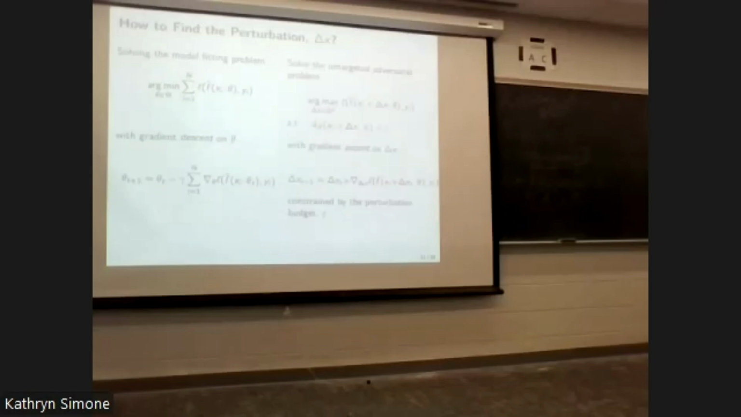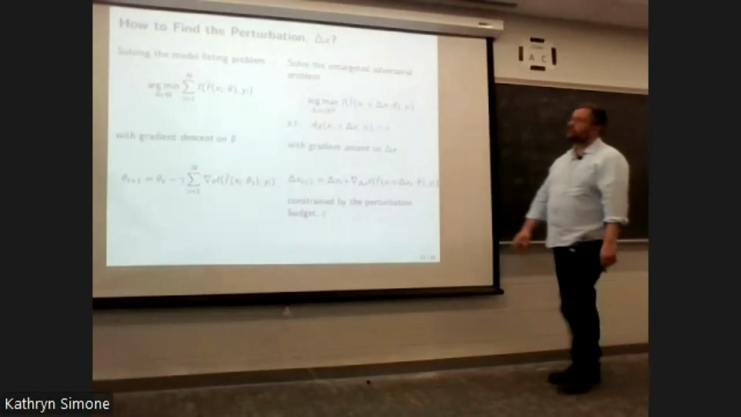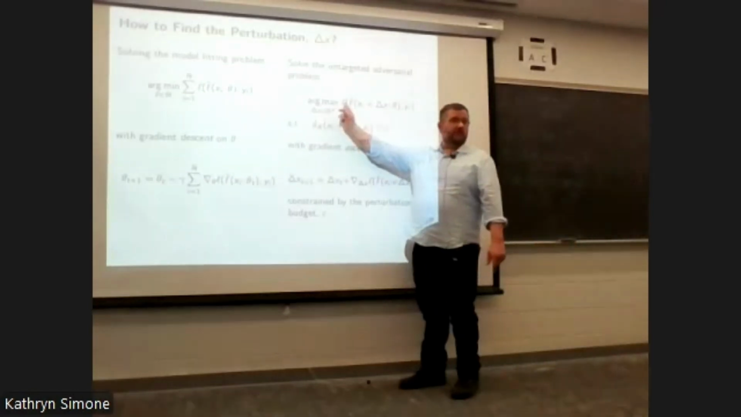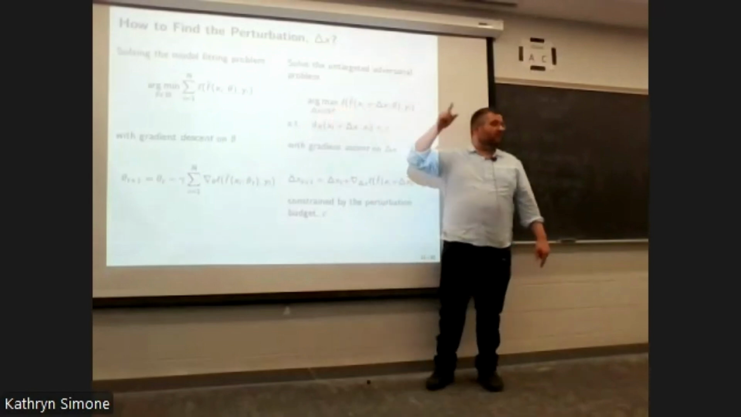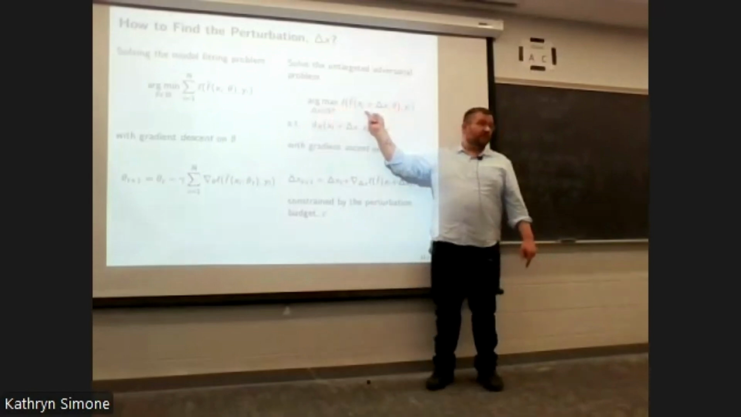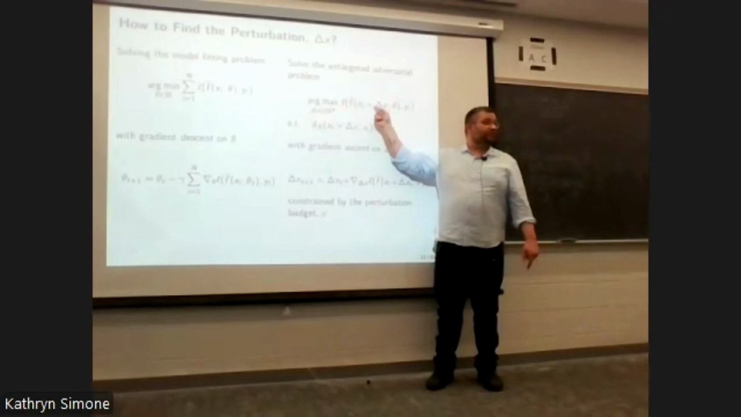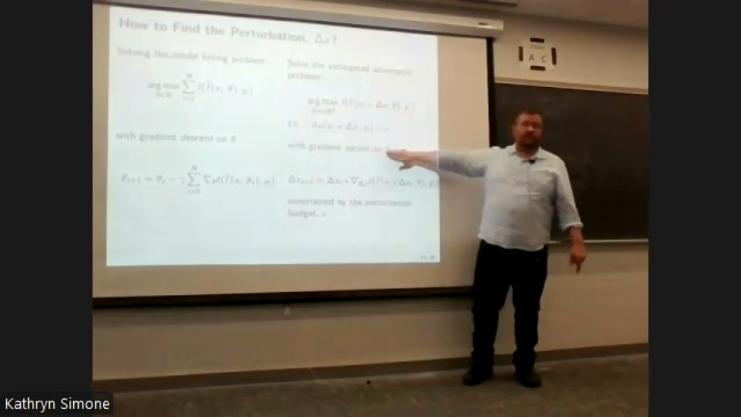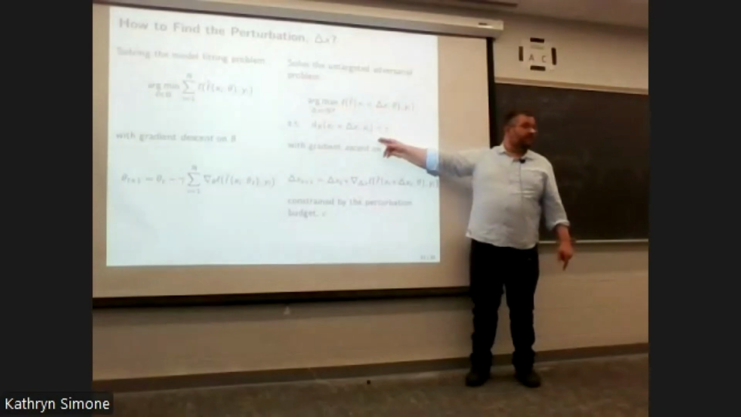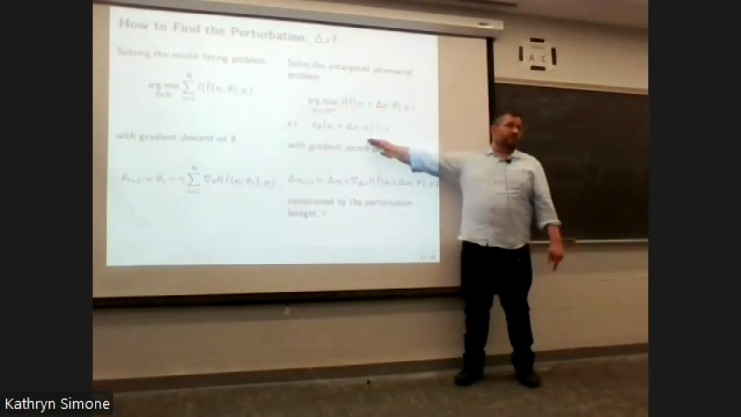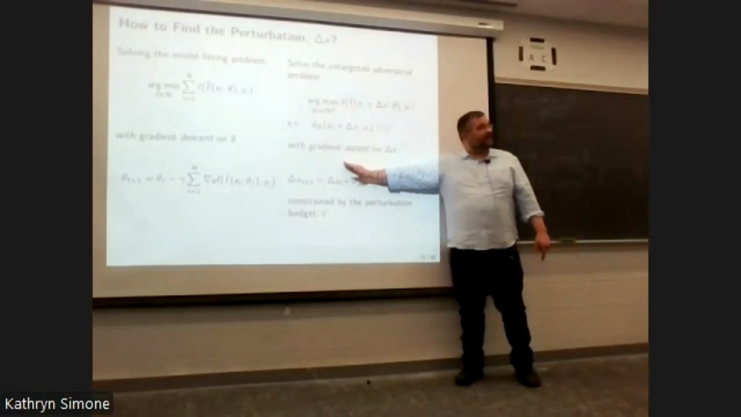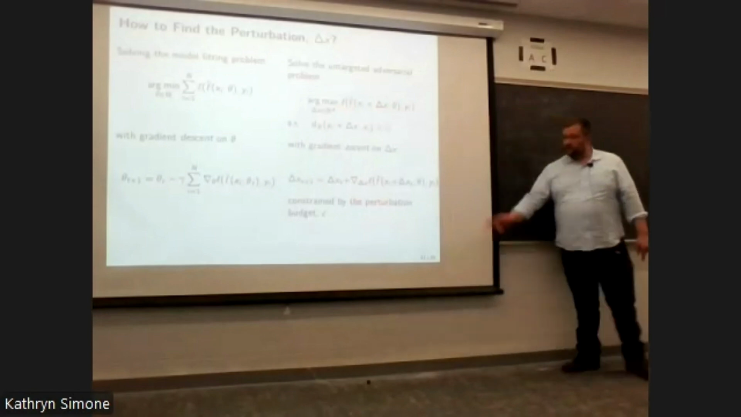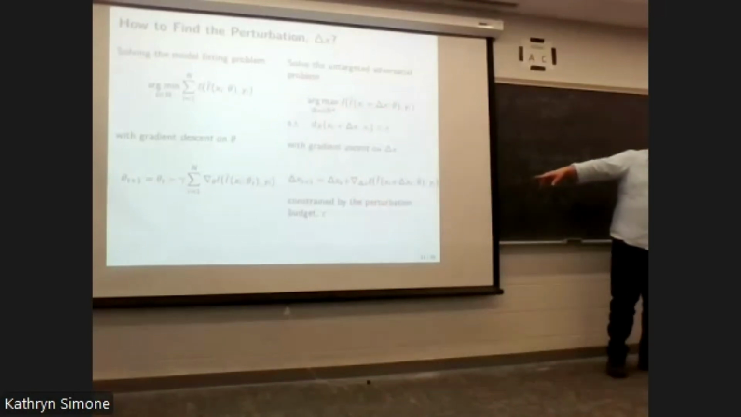So when we're solving the untargeted adversarial problem, we're going to maximize the loss, but this time instead of over the whole batch, it's for one data point. And the thing we're optimizing is the perturbation, subject to the constraint that the perturbation doesn't take us any further than epsilon away from the start. Then we're going to do gradient ascent, so gradient descent, but constrained by the perturbation.